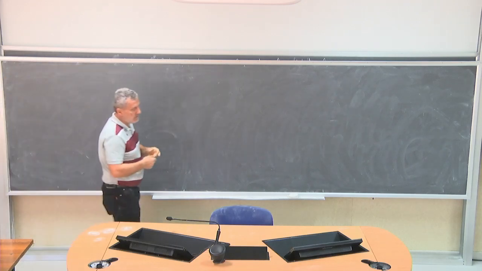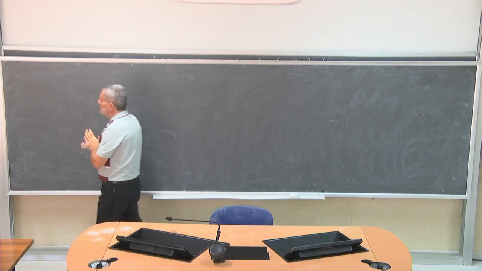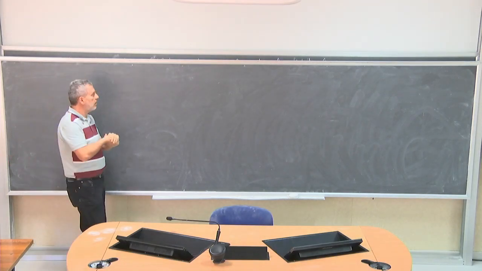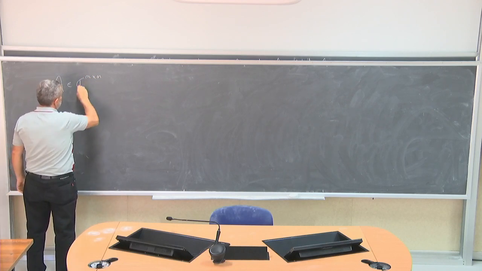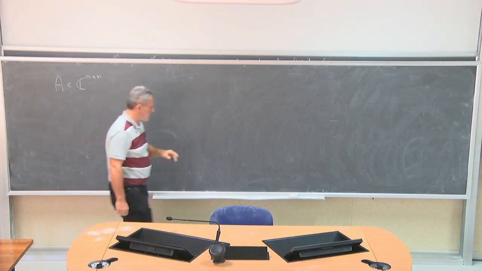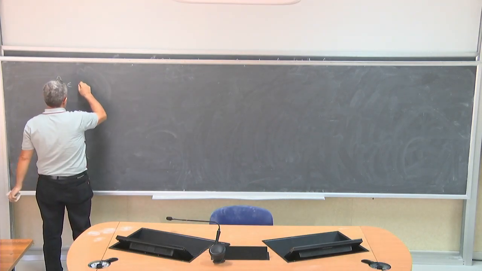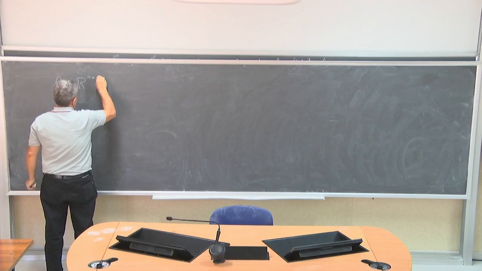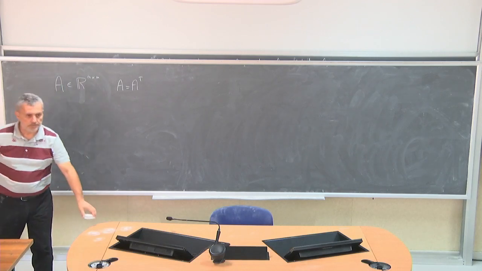Now we want to see some effective methods for the computation of eigenvalues. We start with the generic methods. A in C^(n×n). No, I want to start first with the case I taught before, A, let us say, because this is simple to understand. Okay?